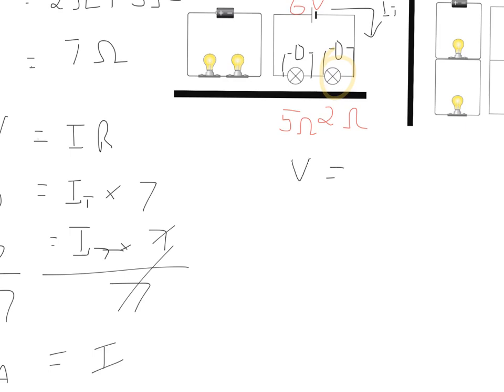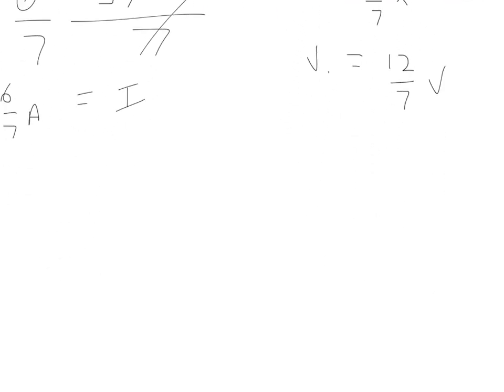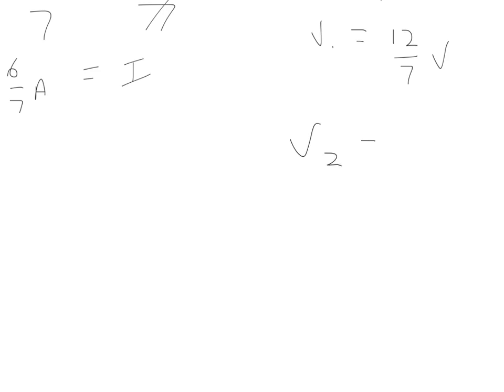V equals IR again. I can put V1 equals R1 times IT, doesn't matter. V is our voltage, we don't know. And I is 6 over 7 times our resistance, which is 2. So the voltage used up is 12 over 7 volts. And then the last one we're going to do, V2, is again I times R2, sorry, not RT. We don't know our voltage, so V2 equals 6 over 7 times our second resistor, which is 5, which gives us 30 over 7.